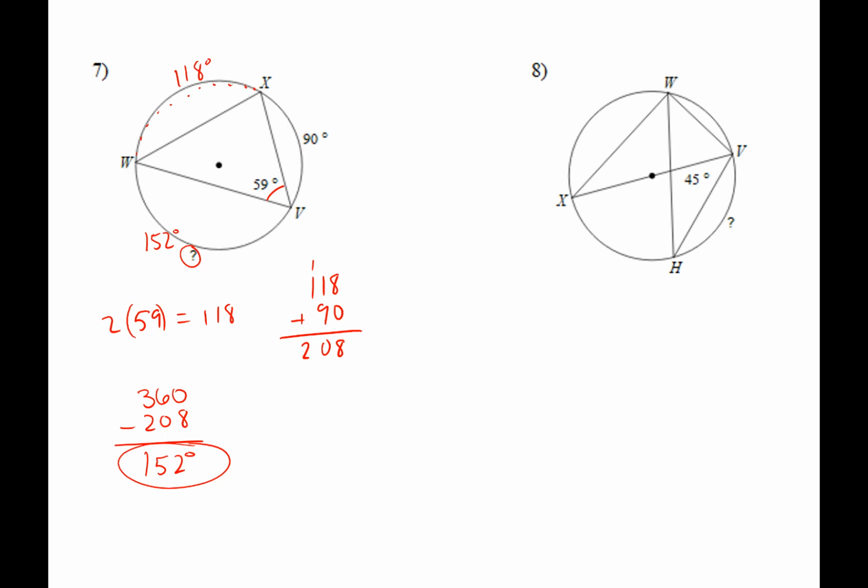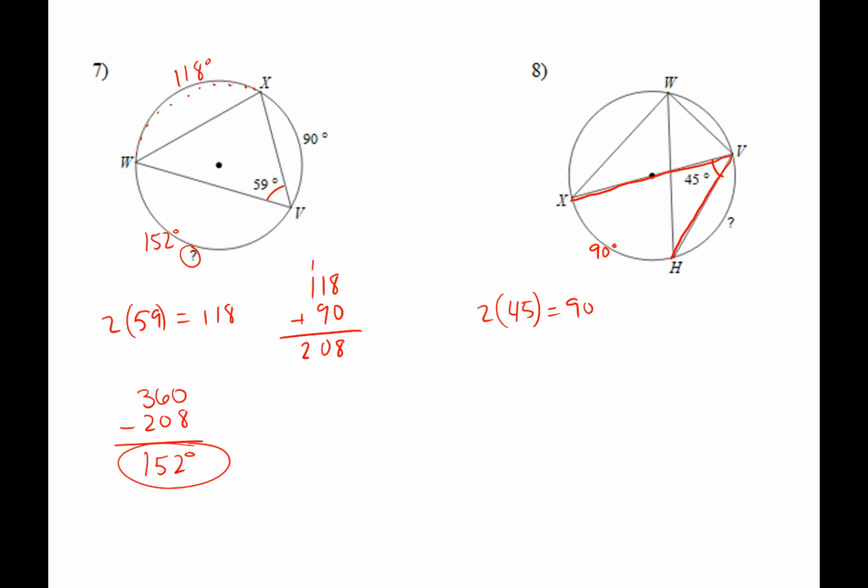This one, we're trying to find another arc. We're only given one angle. So using that angle, if I trace out the sides to the arc, I know the arc is twice as big as the angle. So I would double it. 45 times 2 is going to give me 90. So this angle, or that arc, excuse me, is 90.